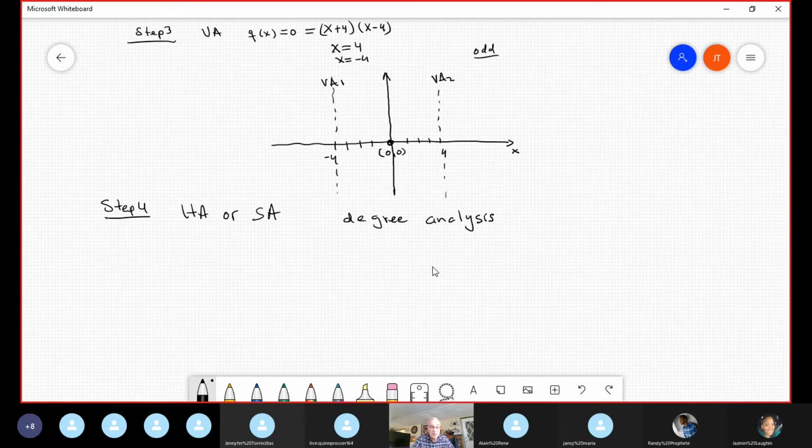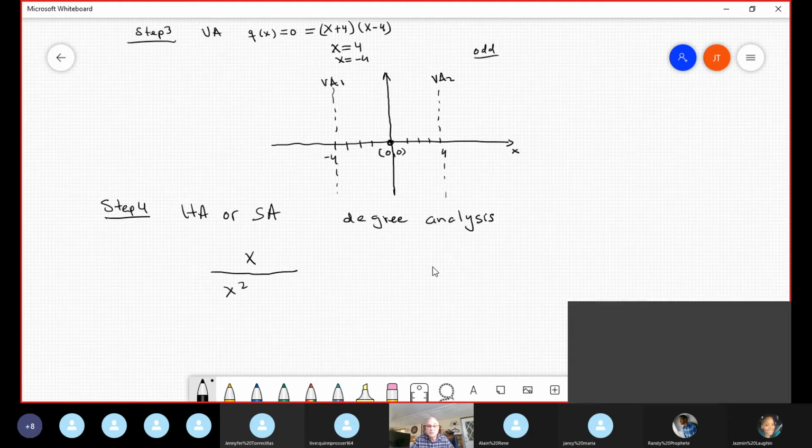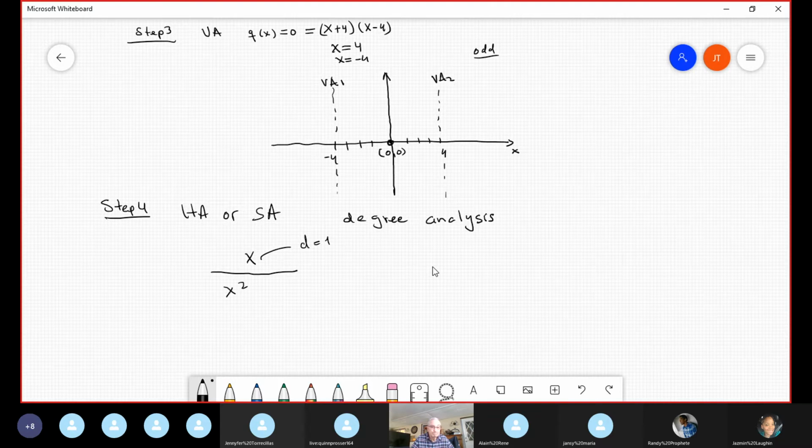Let me copy the function. I don't know if I want to copy the original or the factor form. Top degree is 1, and bottom degree is 2. Very well. It's the analysis of the degree. When this situation happens, do we have a horizontal or a slant? I don't remember. And for horizontal, do we have a special or regular case? What value? Answer me. Do you remember or not?